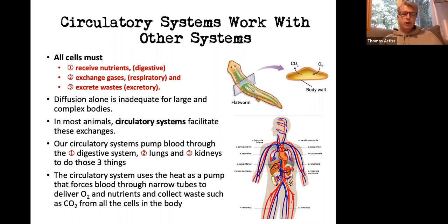As a result, our circulatory system works very closely with three other organ systems, in particular, the digestive system, as well as the lungs, where gas exchange occurs, and the kidneys, where nitrogenous waste is excreted. And again, just to be clear, when we talk about the circulatory system, we're basically talking about the heart, which serves as a pump, and the pump forces blood through the narrow tubes to deliver oxygen and nutrients and collect waste such as CO2 and nitrogen and excrete them out of the body.